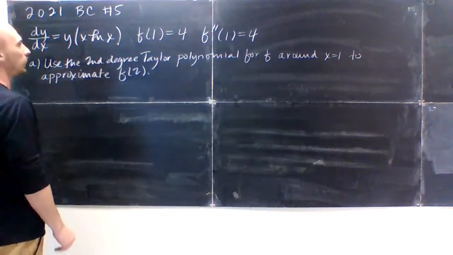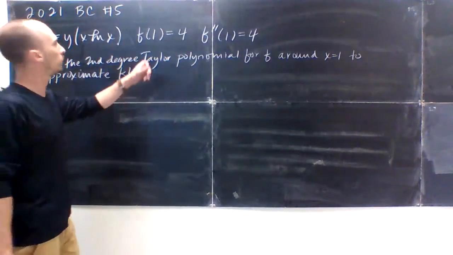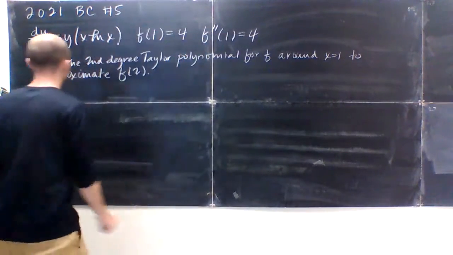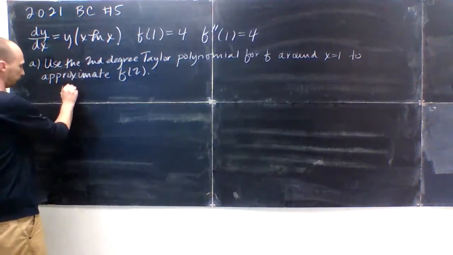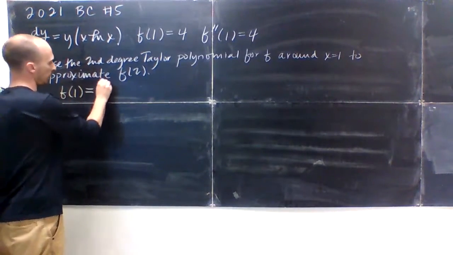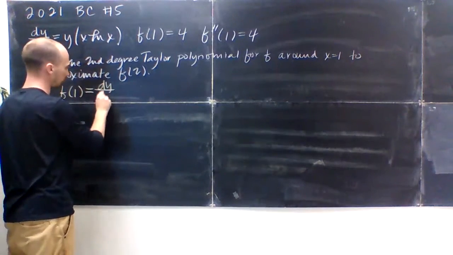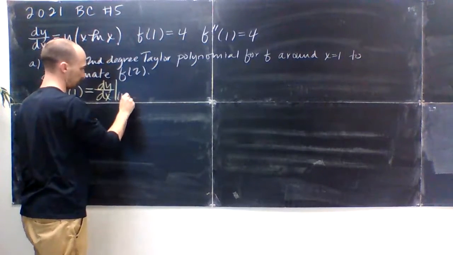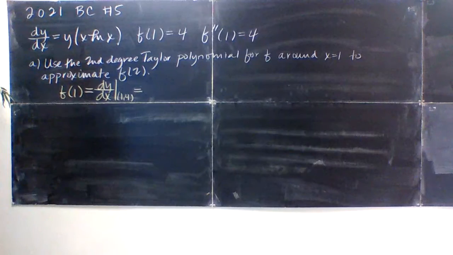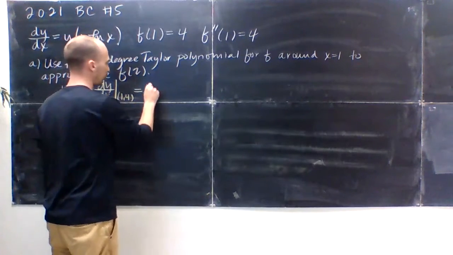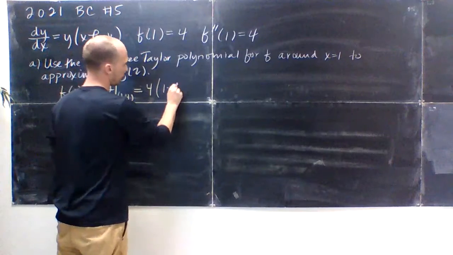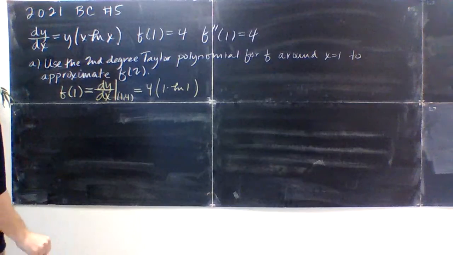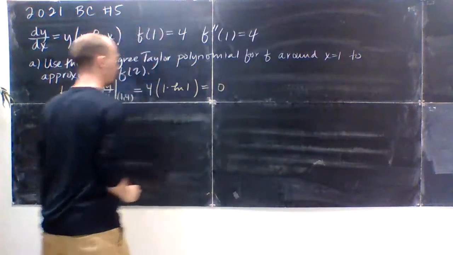Well, what I'm going to need, the ingredients for the Taylor polynomial, is all the derivatives up to degree 2. So I've got f of 1. I don't have f prime of 1. I have f double prime of 1. So I need f prime of 1. Well, they gave me dy/dx, so that's like the next best thing, at the point where x is 1 and y is 4. And that's going to be equal to 4 times 1 times the log of 1. And we know that the log of 1 is 0.